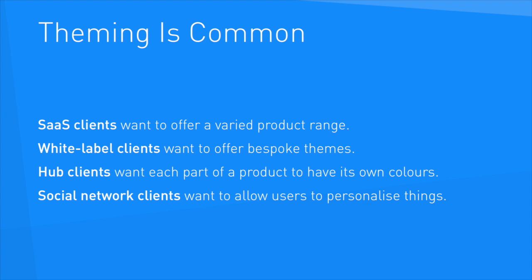The different types of clients who require theming. The reason we've got 4.5 different methods for theming is because every different type of project that requires theming has different requirements. So it's basically different types of client need different ways to theme different things. Software as a service clients. Anyone here work in a software as a service environment? Cool, a few of you. So if you've got a software as a service platform, you might want users to be able to customize that.